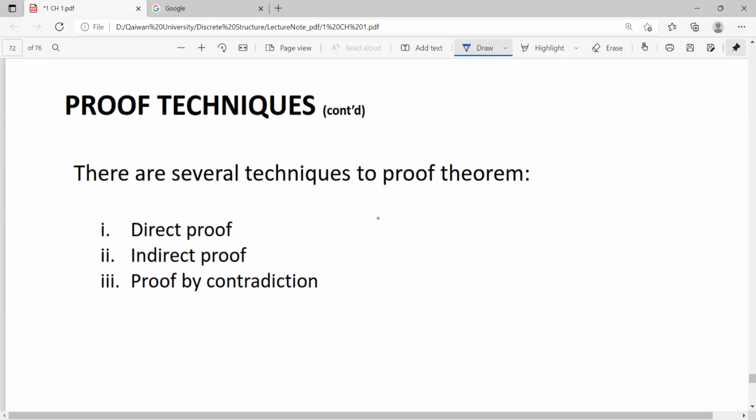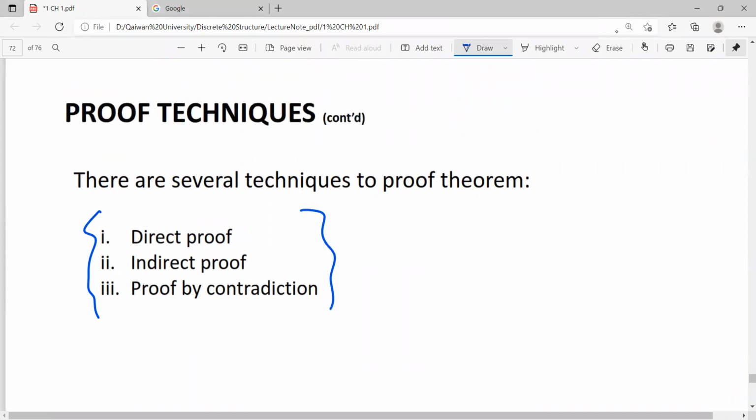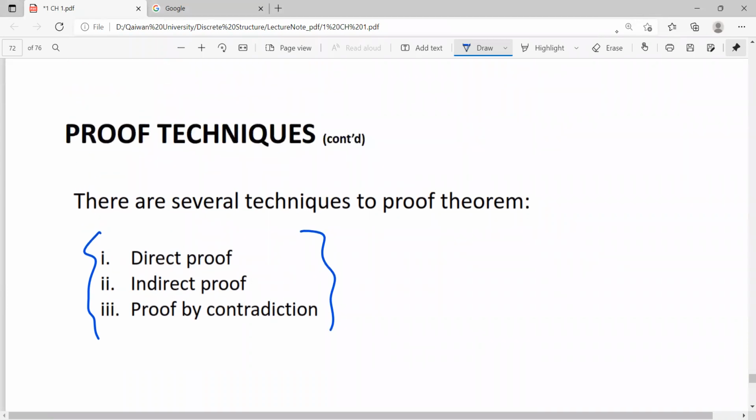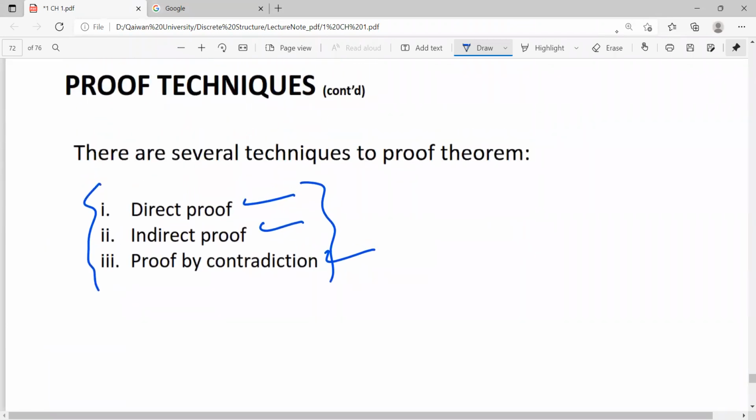Now we have proof techniques. As I said, we have three types of proofs. Here we are going to talk about these 3 techniques of proofs. The first one is direct proof, the second is indirect proof, and the third one is proving by contradiction. We are going to talk about these 3, and here we have an example for each of these 3 techniques, and that's all in this chapter.